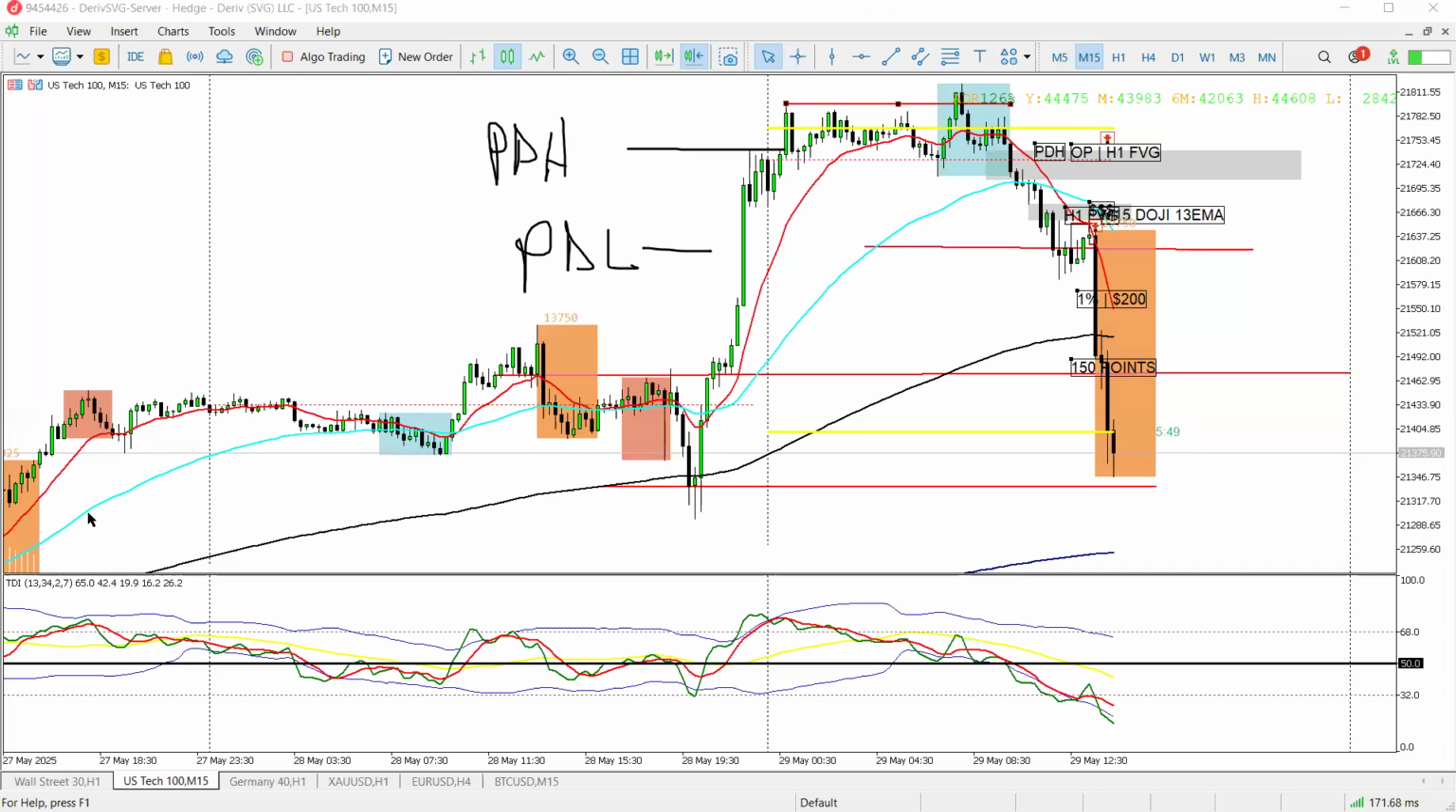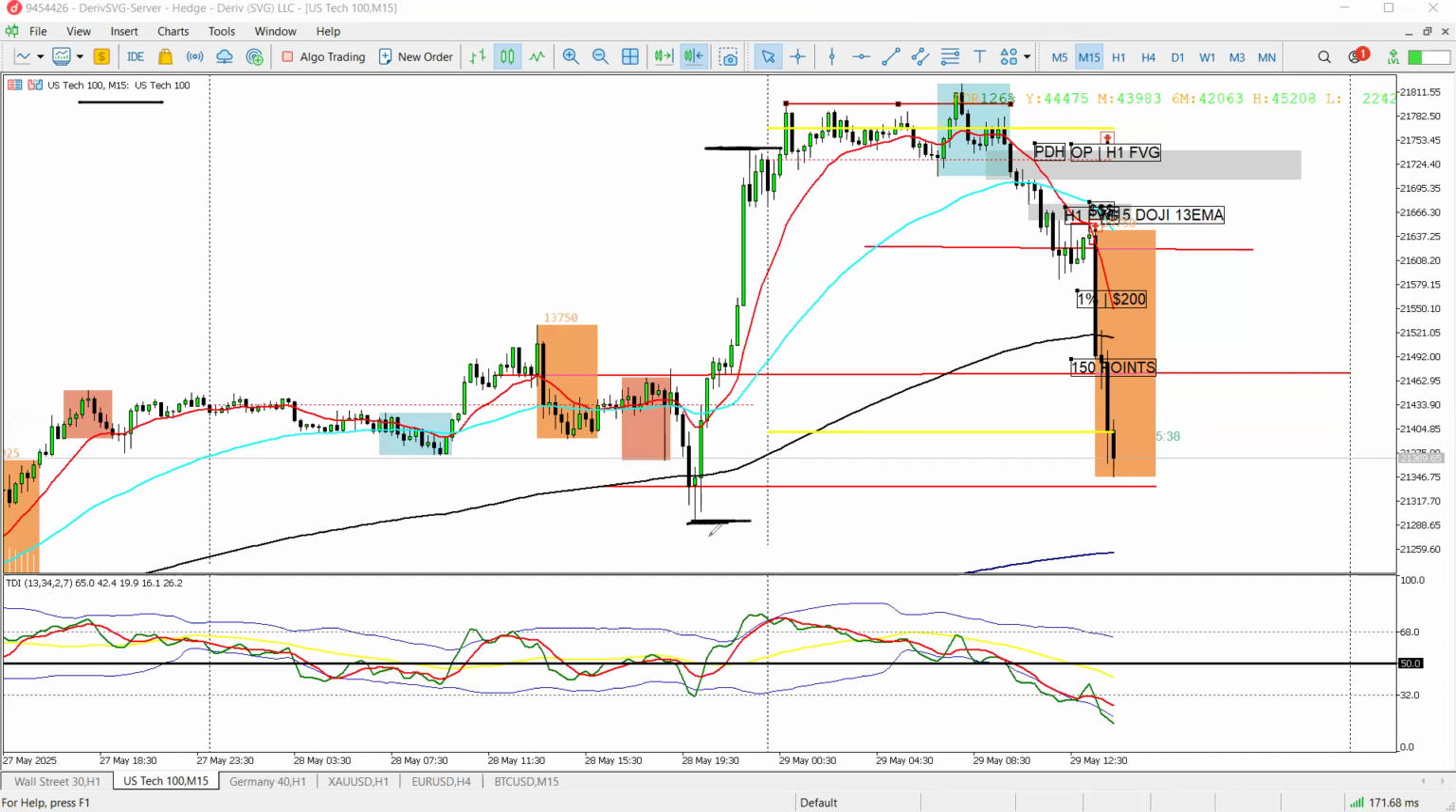So without wasting much time, if you notice on my chart, this is a Nasdaq chart. This was the previous day's high. This was the previous day's low, right? So you see here, I just marked above. That's where my point of interest is. I also had a point of interest right there.